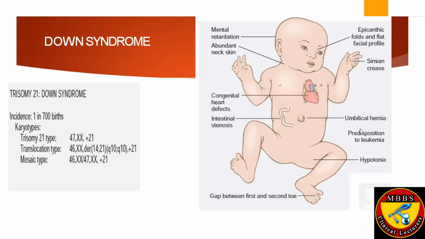The person who suffers from this syndrome is highly mentally retarded, has abundant skin, congenital heart defect, intestinal stenosis, umbilical hernia, and hypotonia. Such patients are more predisposed to leukemia.